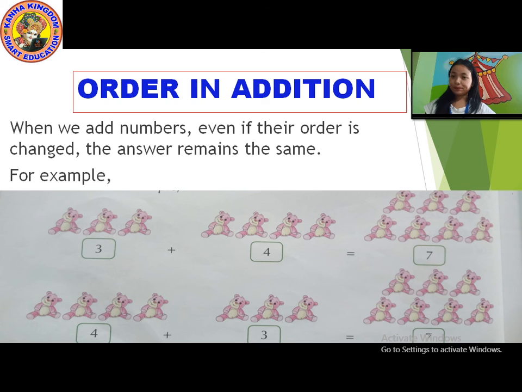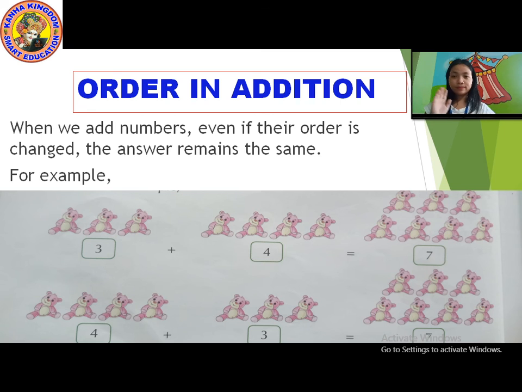Okay student, for example, this is 5 fingers, right? 5 fingers plus 5 fingers, how many? 10. So first you add the right hand fingers, 5 plus 5, second the left hand fingers, so 10. So if you put these fingers first, 5 plus 5, 10. See, when we add numbers, even if their order is changed, the answer remains the same. Okay student, this is a way of addition.